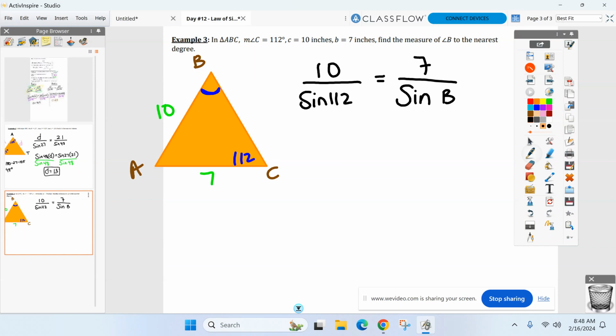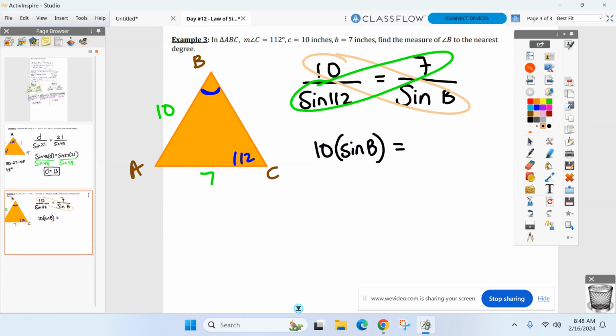All right, I'm going to take our time now solving this because it's a little bit different at the end, like we talked. So here we go. 10 times sine of B equals, cross multiply the other two here, 7 times the sine of 112. All right, so there's the cross multiplication done. Remember, I'm looking for angle B, but before I get to angle B, I need sine B by itself. So how do I remove the 10? Divide it out.